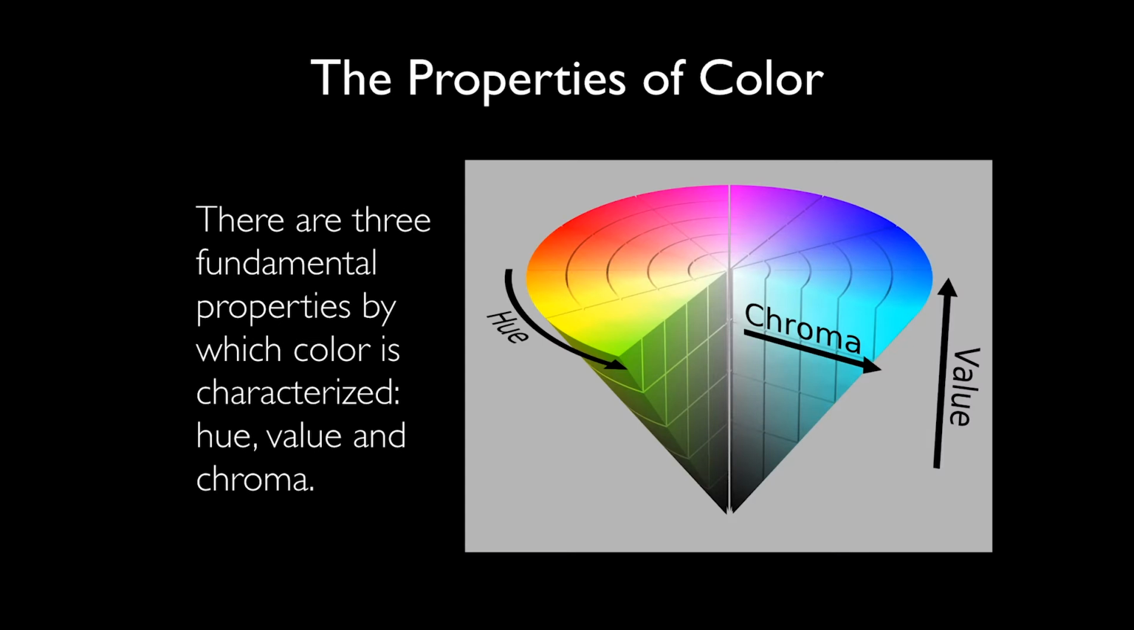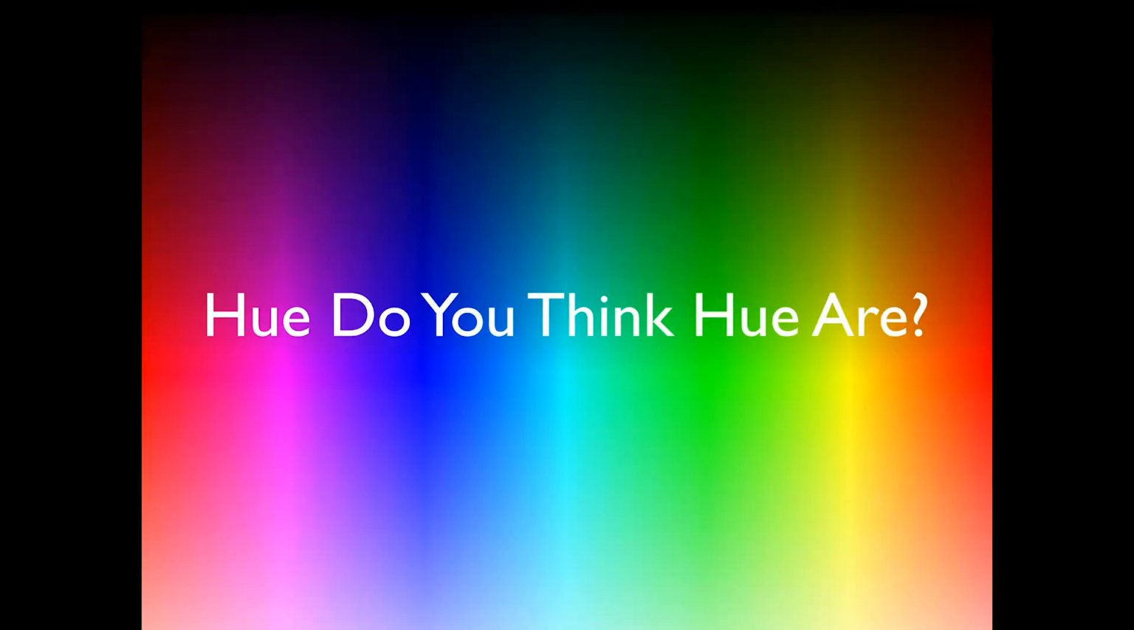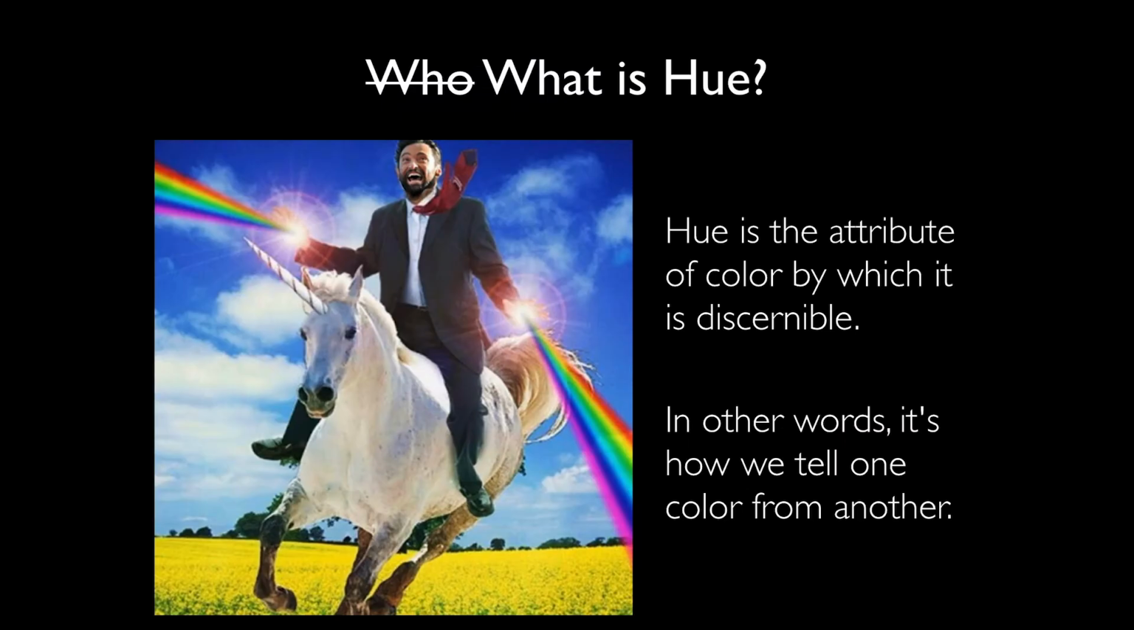You see them here on the screen. You have hue, you have value, and you have chroma. We're going to talk briefly about what each one of these things means. So first up is hue. Hue is the attribute by which color is discernible. Now that's just a really complex way of saying it's how we tell one color from another.